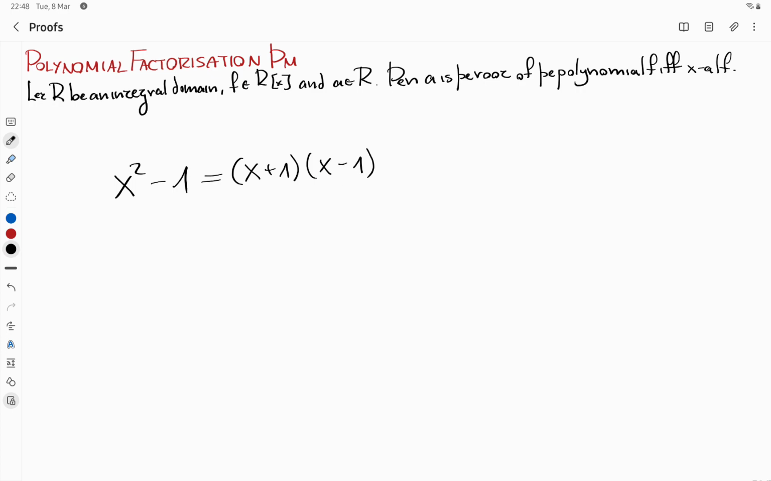And this theorem tells me that some a, in this case 1 and minus 1, is a root of the polynomial if and only if x minus the number, so in this case x minus minus 1 and x minus plus 1, are factors of the polynomial. So that's precisely what this says.